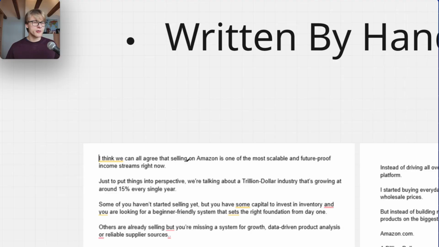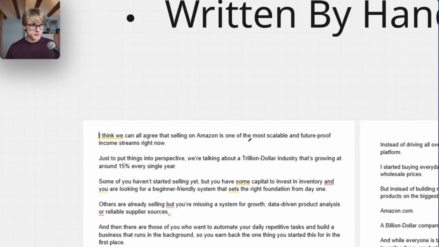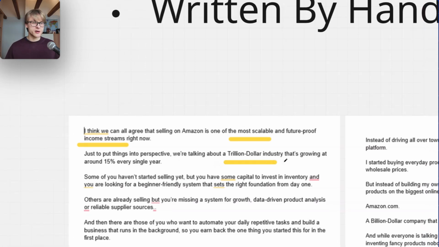I think we can all agree that selling on Amazon is one of the most scalable and future-proof income streams right now. This is an in-market hook, and you see how it calls out a client who's already sold on Amazon. We want this because if someone who's not sold on Amazon clicks on this, they would say, no, I don't know about this, make me aware of this, please. But as you can see, we target in-market leads. Just to put things into perspective, we're talking about a $1 trillion industry that's growing at around 50% every year.